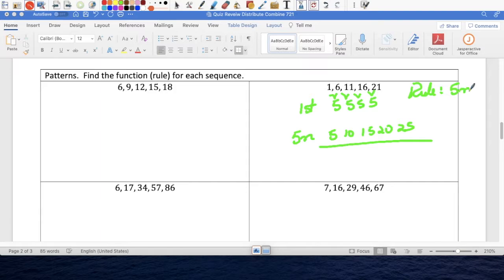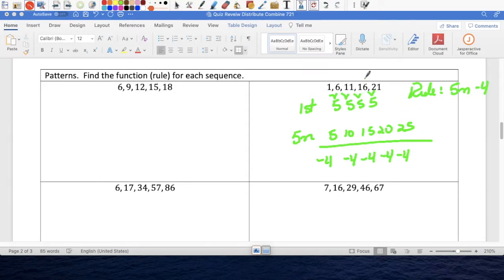And now I have to make an adjustment to my 5n sequence because I don't want 5, 10, 15, 20, 25. I want 1, 6, 11, 16, 21. So again, in this case, if you subtract, 1 minus 5 is negative 4. 6 minus 10 is negative 4, and so forth. So what adjustment do I have to make to 5n? I have to subtract 4.